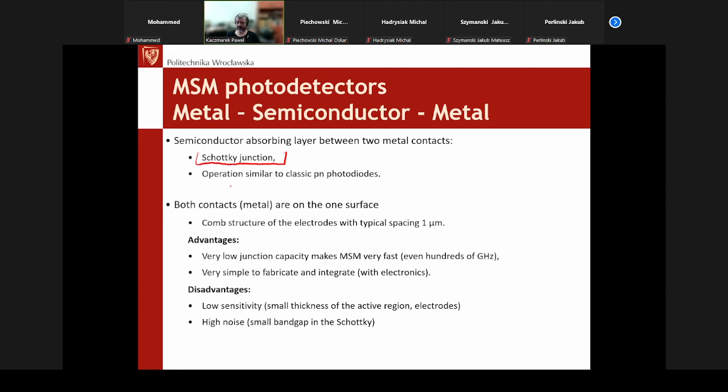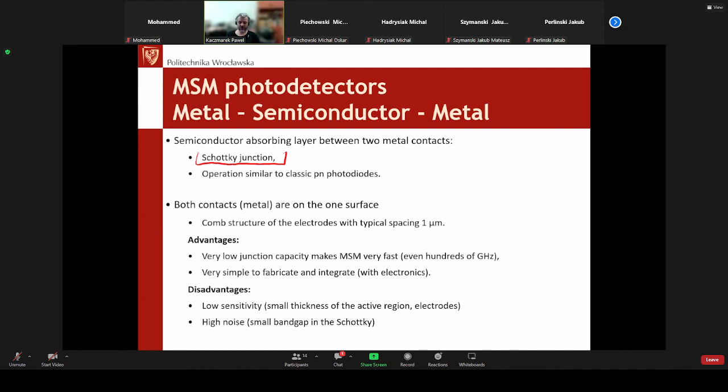You didn't hear about the Schottky. Schottky diodes are very fast. They are used, for example, for rectification of high frequency signals, and also for some detection. This metal semiconductor junction is extremely fast because of its properties.